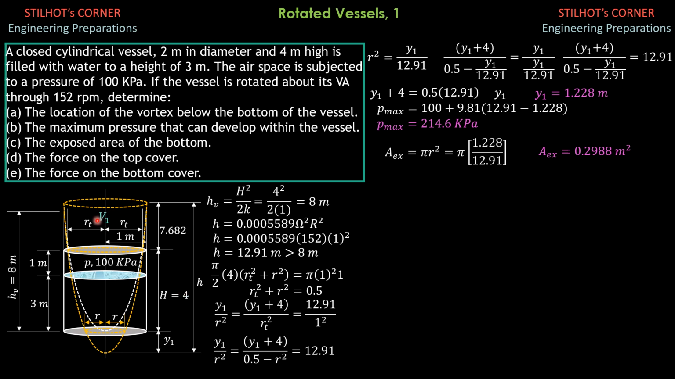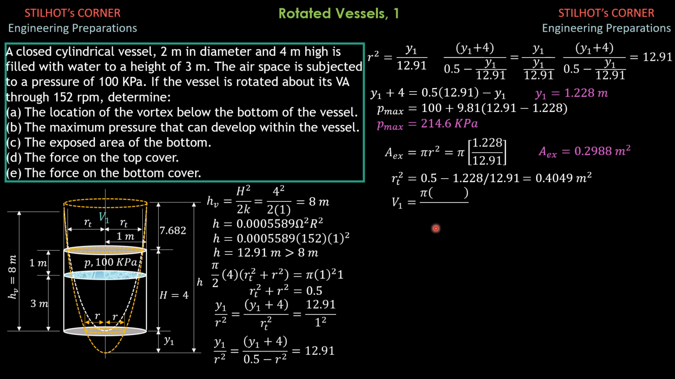And that height is equal to 7.682 meters. Again, that 7.682 is 12.91 minus 1.228 meters minus 4. And this V1 here, which is imaginary air, is pi times height 7.682 over 2, the volume of a paraboloid of revolution with two bases, pi over 2 times height 7.682, quantity radius at the top square 1 square plus radius at the bottom square, which is r sub t square. So r sub t square is 0.5 minus r square, and r square is 1.228, or Y1 over 12.91. So r sub t square is 0.4049 square meter.